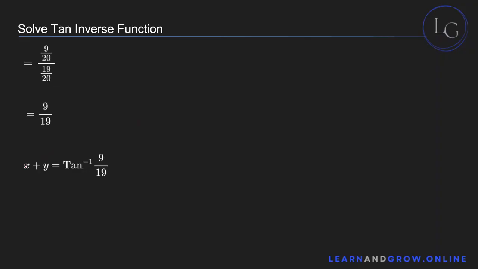Because tangent of x plus y was equal to 9 by 19, so x plus y is equal to tangent inverse of 9 by 19. So tangent inverse of 1 by 4 plus tangent inverse of 1 by 5 is equal to tangent inverse of 9 by 19. A very simple proof that we have done.